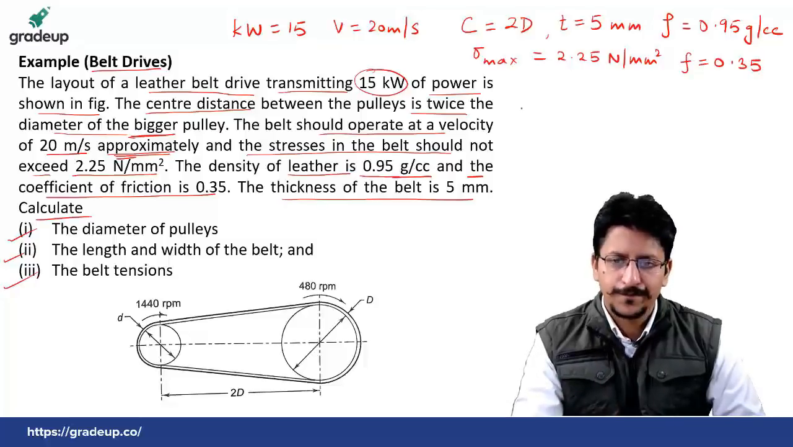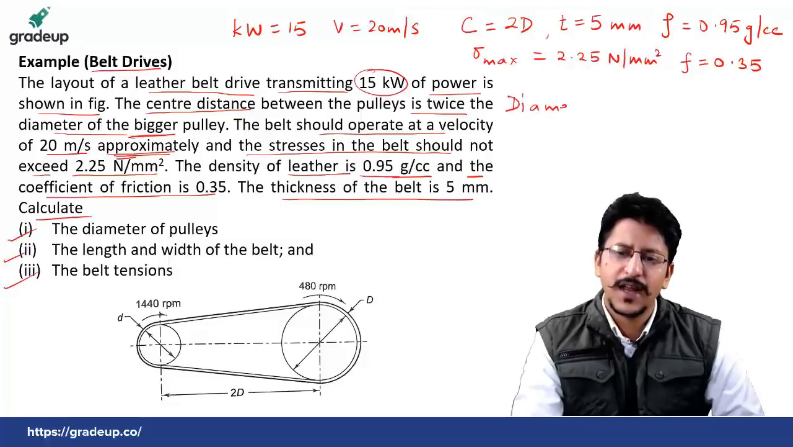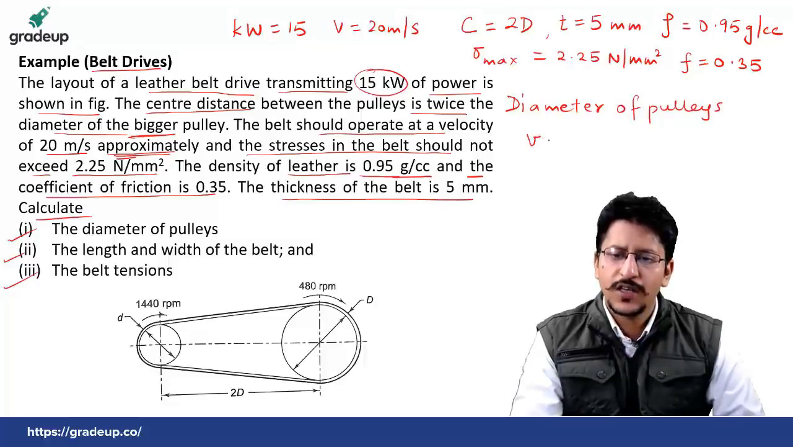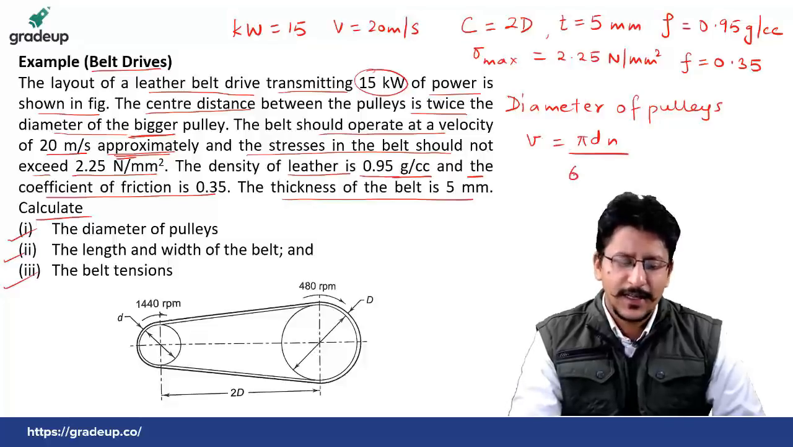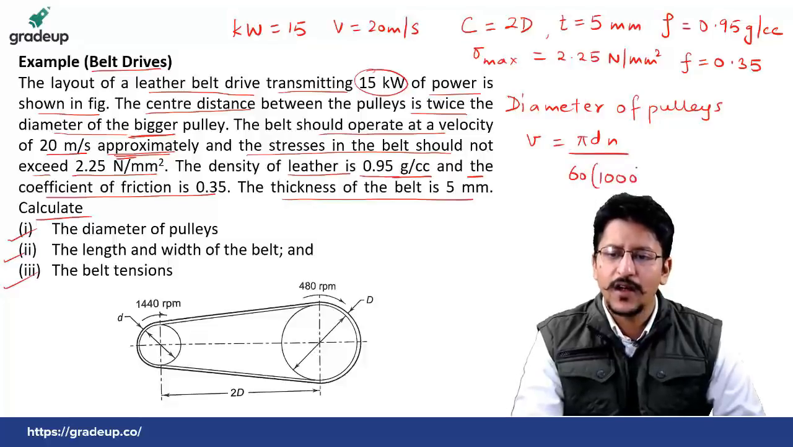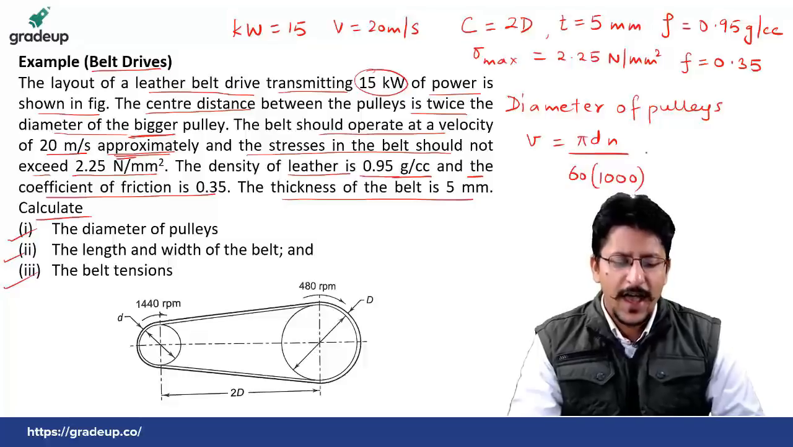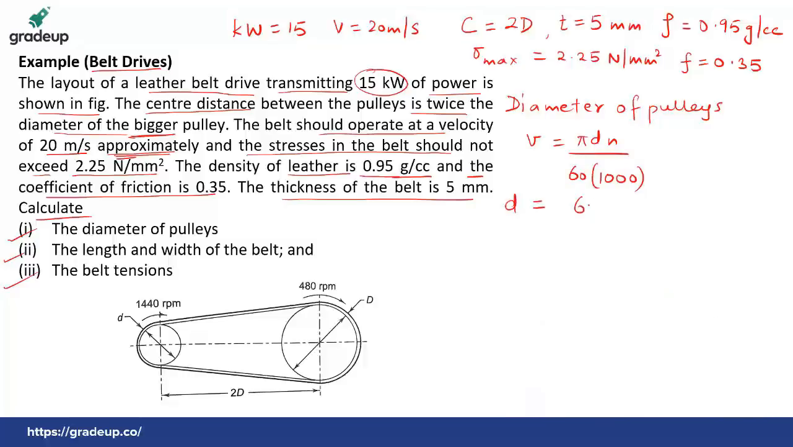So first of all, find out the diameter of the pulleys. This one is simple, that can be found out directly. Velocity is equal to pi d n divided by 60, and then multiplying by 1000 because we will find it in mm. So from here we can use d equals 60 into 1000 into v upon pi into n. All the values we are having.